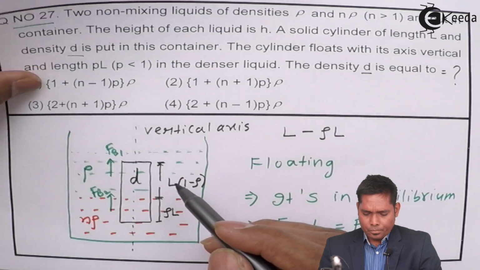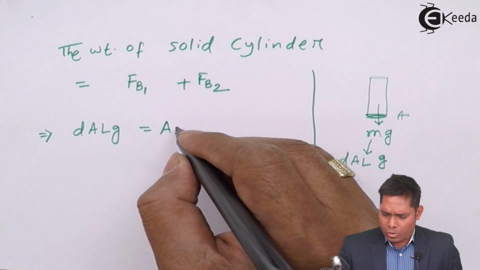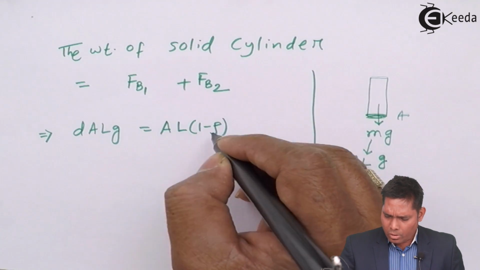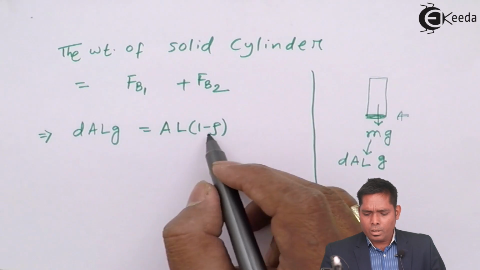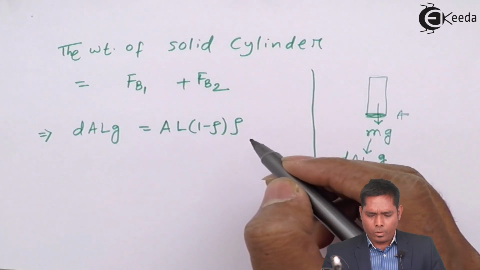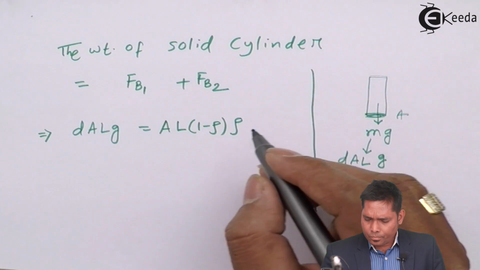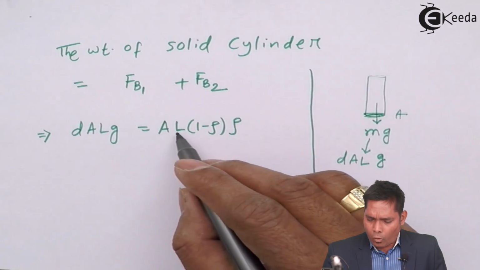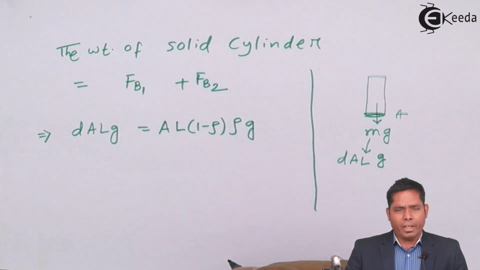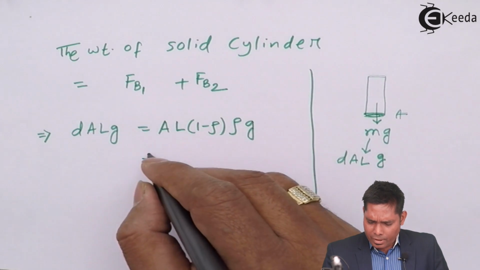So therefore for the first liquid, the area into length L into (1 minus P), that is the volume of the displaced liquid, and the density of that liquid is rho. This is the volume and this is the density, multiply this, the mass, into G. This is the weight of the displaced liquid due to the first liquid.